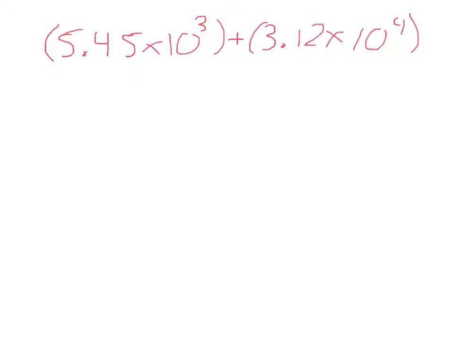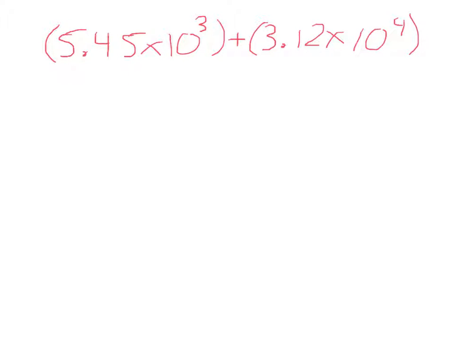I actually just can't add those together. This is like variables. They have to be like terms. And in this case, they're not even close to being like terms. So I have to make them like terms. So I have two choices. I can turn one of them into 10 to the third, or change the other one into 10 to the fourth.